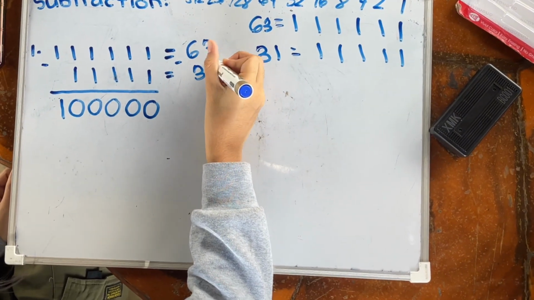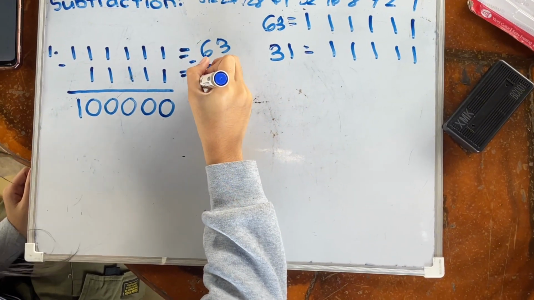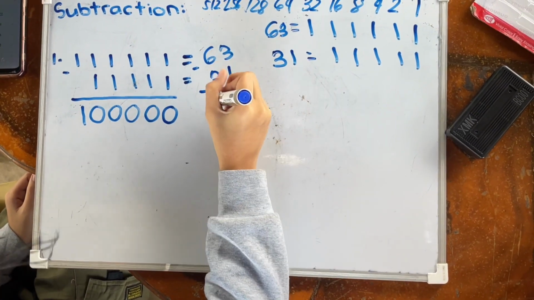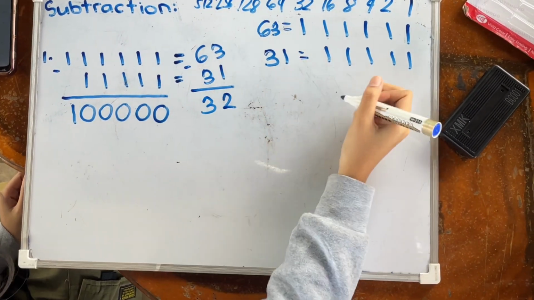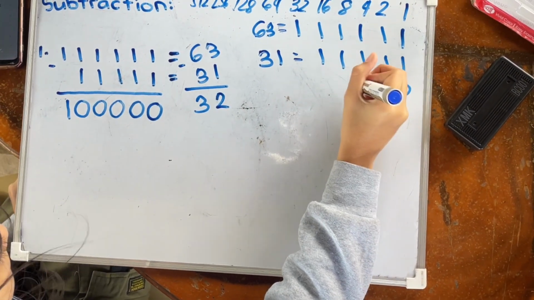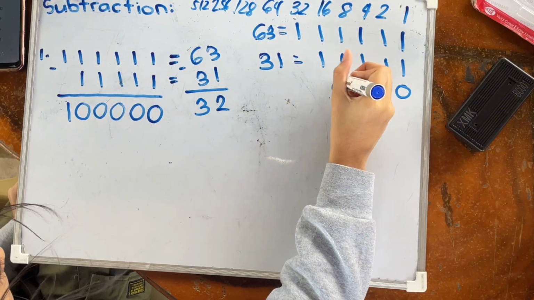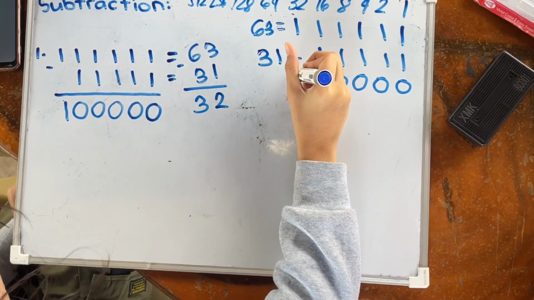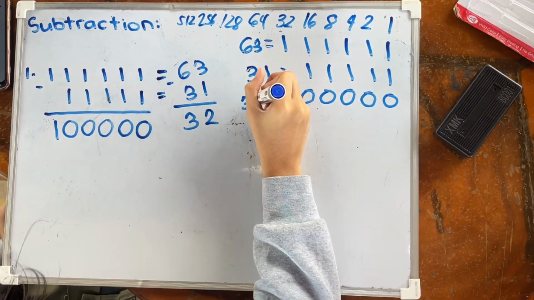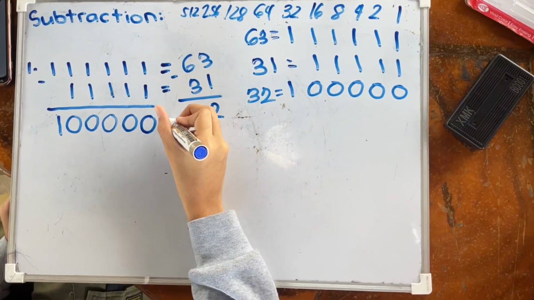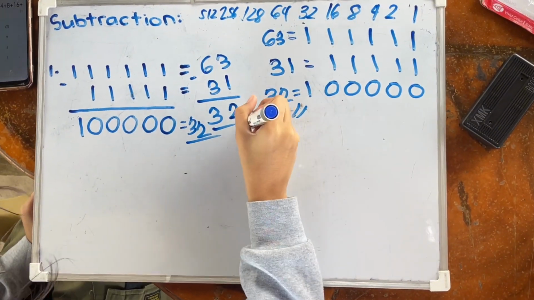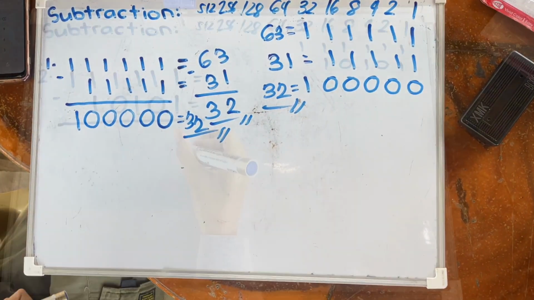Now we have the decimal version. This would be basically saying 63 minus 31. That would be 3 minus 1, that would be 2. And 6 minus 3, that would be 3. Now let's see if the result is correct. We will put 5 zeros under the powers of 2, and then 1 in the sixth one, which is 32. Verifying that the equation is indeed correct for decimal and binary.